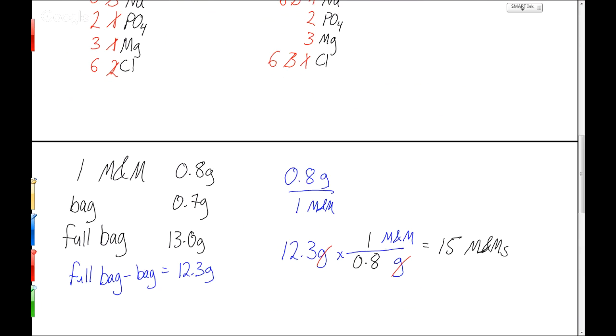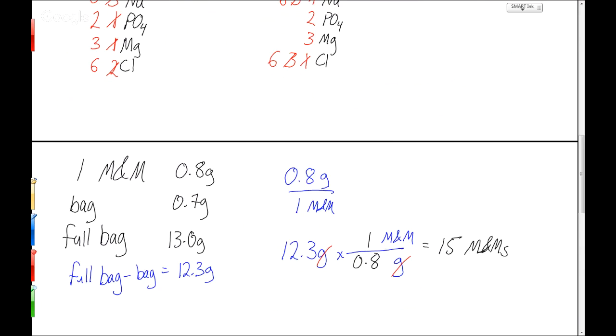So let's see how many M&Ms are in that bag. You said 14? 14 in that one? Okay, so that's within our margin of error. You got 15 in yours? I got 15. I have 15. So you got shorted an M&M in your bag. So about 15. So we were able to count the M&Ms. I got 15. Oh, well, yeah.